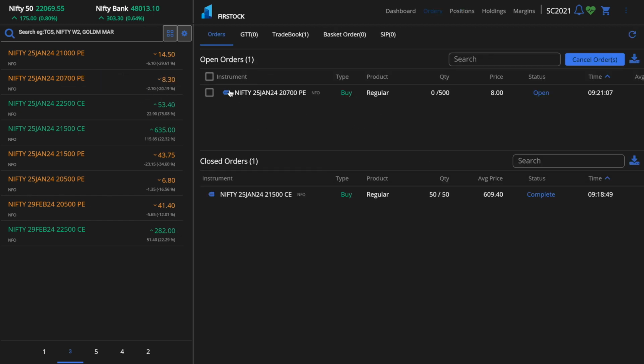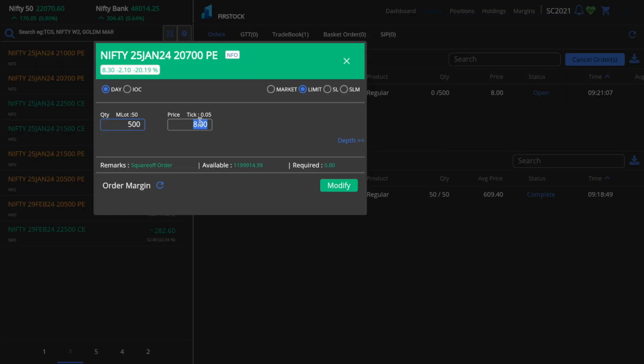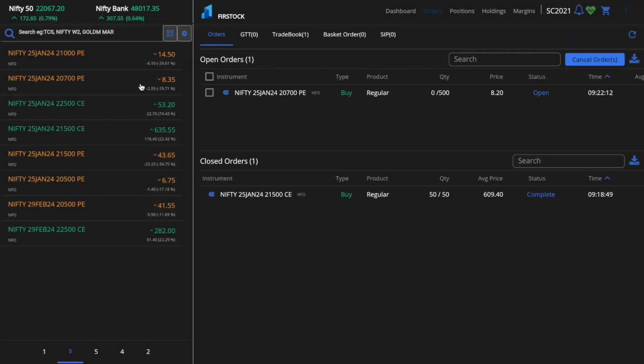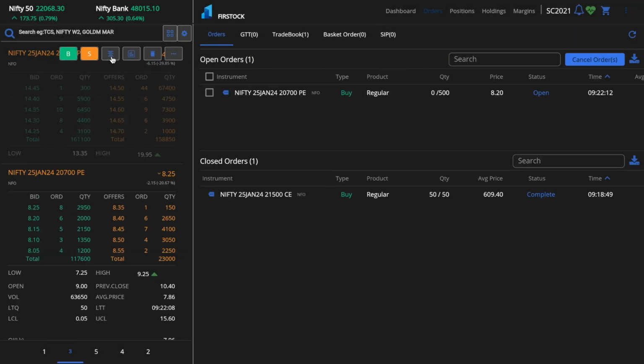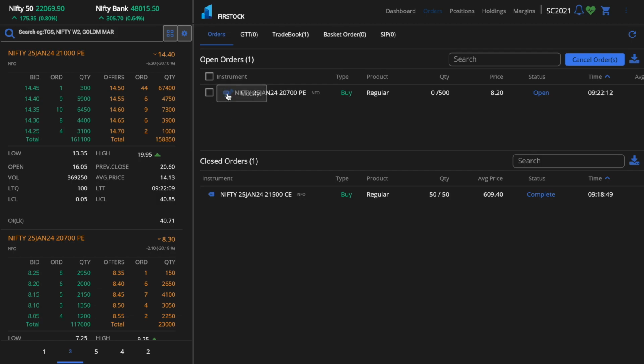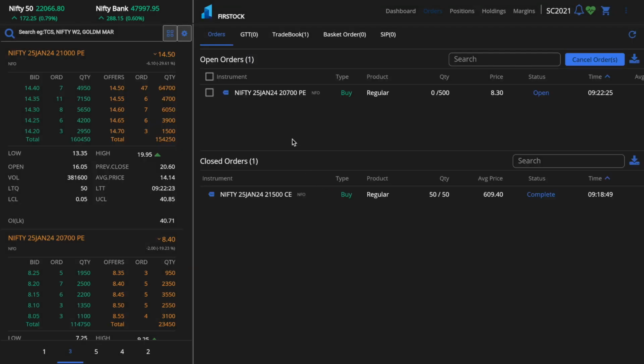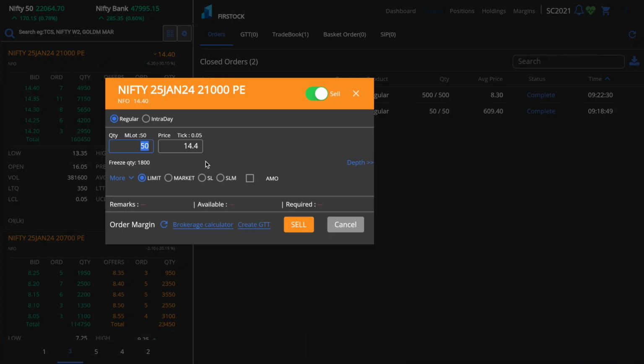We are not getting the exit even at 8, so we'll move it to 8.2. Let's check the market depth. Okay, here. 8.3 will get an exit. I think we should get an exit over here. Yes, it is exited. Now we'll sell 500 quantity at 14.5.